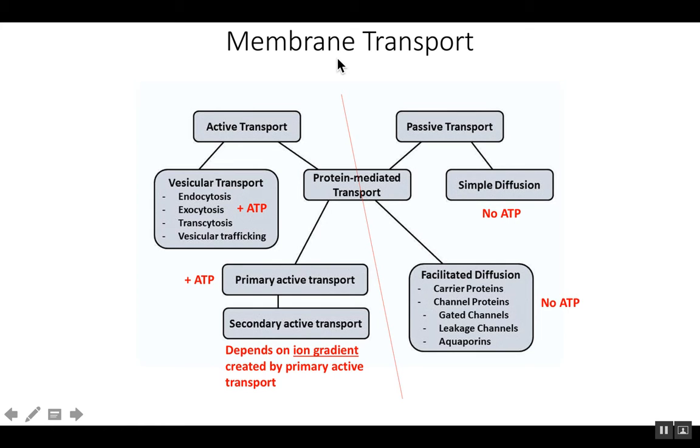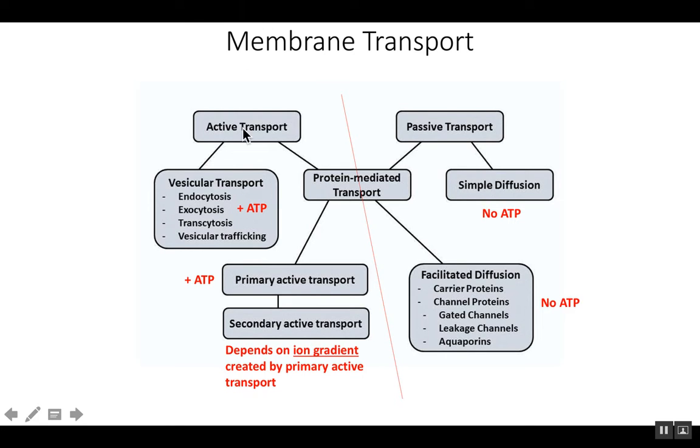This diagram is going to help us understand the different types of membrane transport. So again, membrane transport is how molecules gain access to the inside of a cell or how molecules are moved outside of a cell through the plasma membrane.